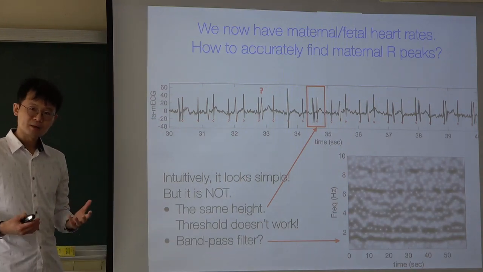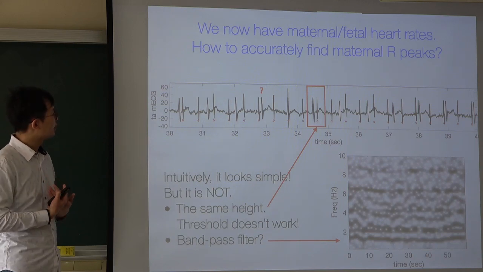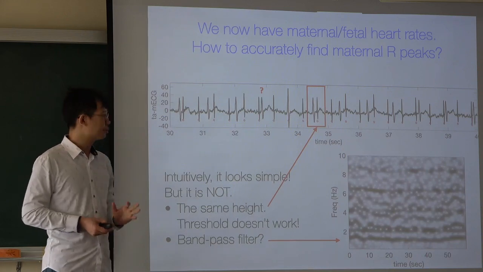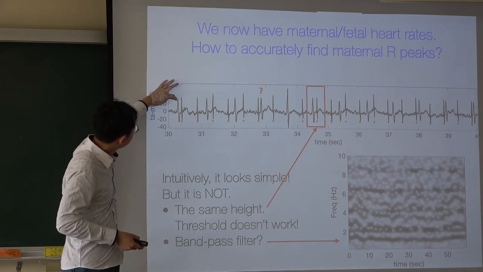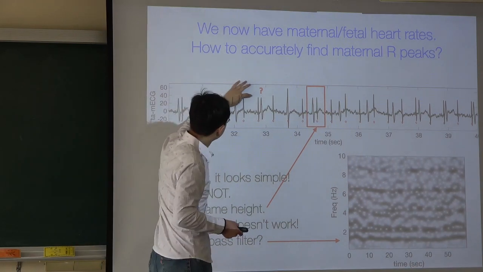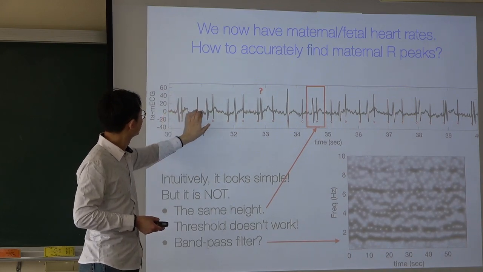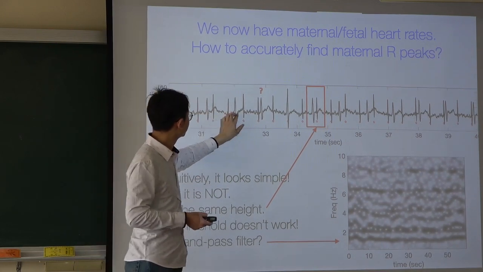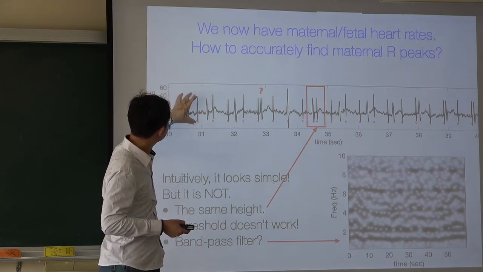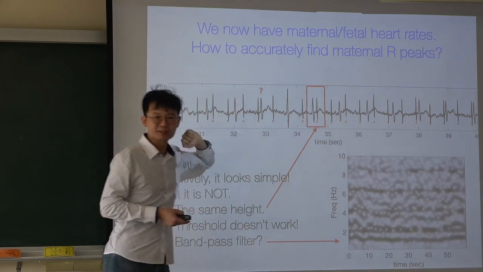Now, the fundamental question to ask is: now that you have the heart rate, can we get to the maternal R peaks? What are R peaks? A quick recall: this spike, the local maximal peak, is the R peak. As I told you, this wider one is maternal ECG, but this shorter or narrower one is fetal ECG. So we want to determine these peaks. We want to find all these peaks.